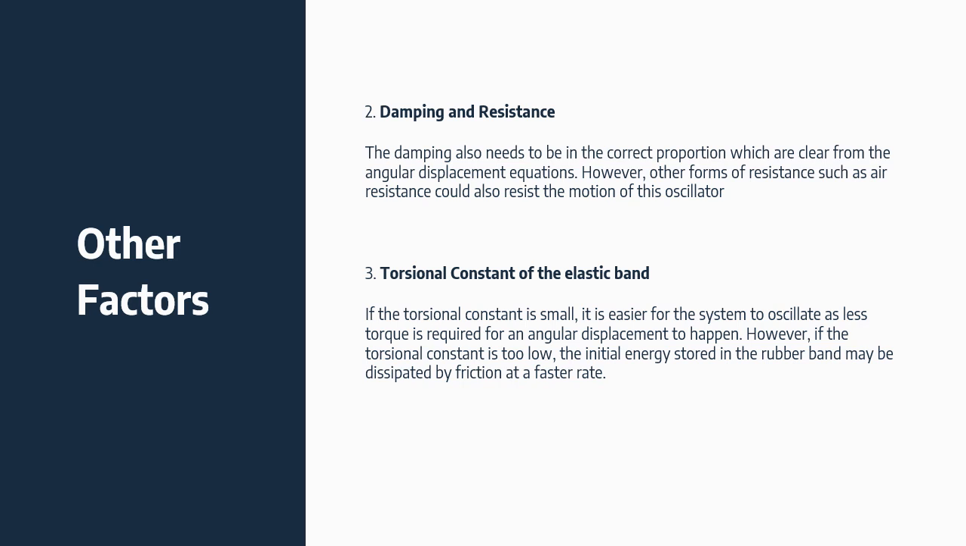Other forms of resistance could also affect this harmonic oscillator, and also the torsion constant of the elastic band, as if the torsion constant is small, it is easier for the system to oscillate as less torque is required for an angular displacement to happen. However, if the torsional constant is too low, the initial energy stored in the rubber band may be dissipated by friction at a faster rate.